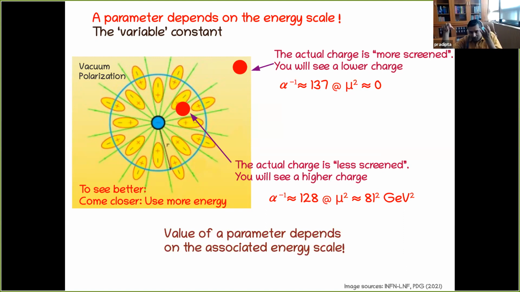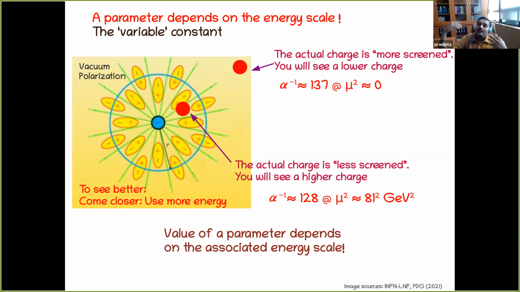So of course, if you want to see the true charge, you have to go immediately next to it. That means the distance of separation should be 0 and you have to invest an infinite amount of energy. That's just for theoretical physics. So the moral of the story is that in the context of high energy physics, the values of some parameters actually depend on the associated energy scale.